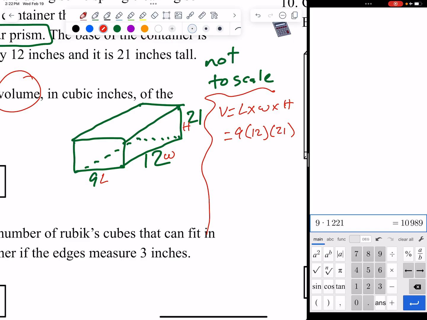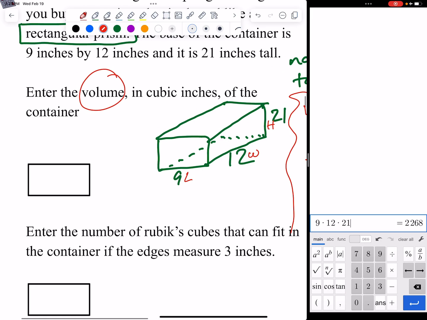Nope, see, there's my first error. Right? You're like, oh my God, that's a huge number. Did I screw something up? Don't just be happy with it, right? You got to think about it. Yes, I messed up, right? There's a human error. So 9 times 12 times 21. I forgot the times. So then that gives me 2,268.